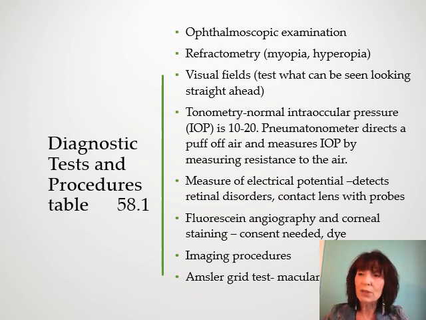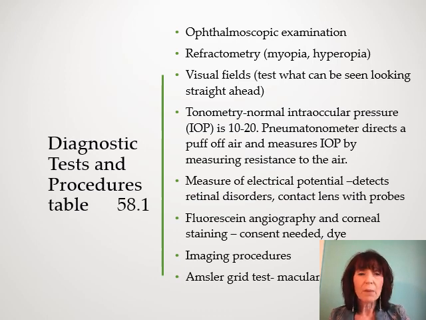Refractometry. That's on the table on page 1146, table 58.1. Refractometry is determining myopia or hyperopia, nearsightedness, farsightedness. Visual fields. A visual field test checks what can be seen looking straight ahead. So what can you see when you look straight ahead? What is your field of vision?